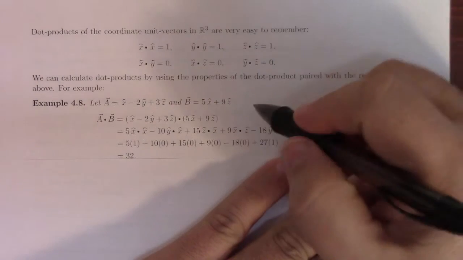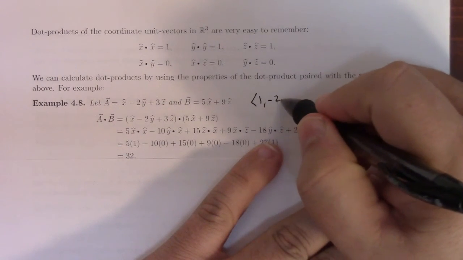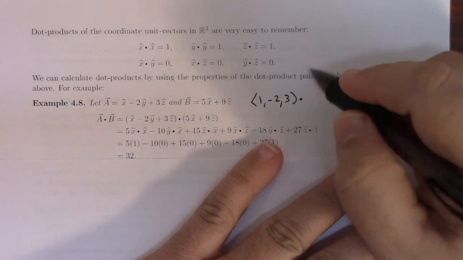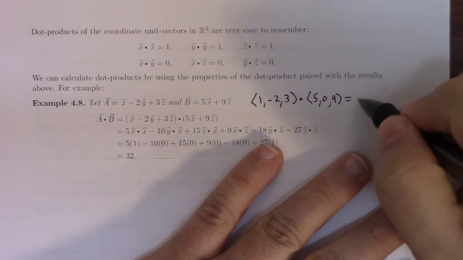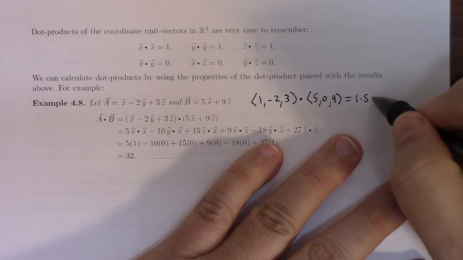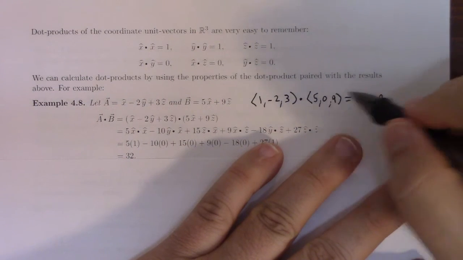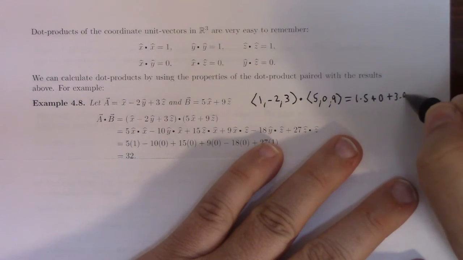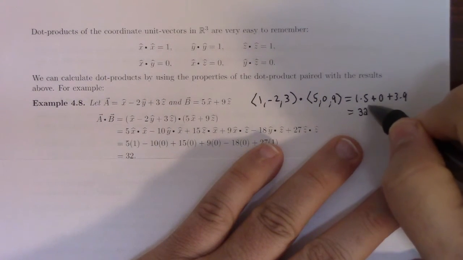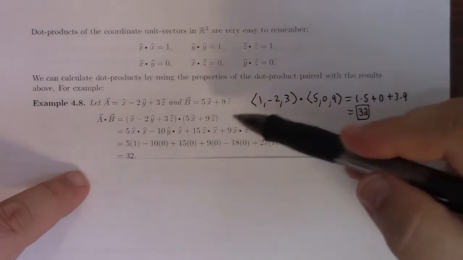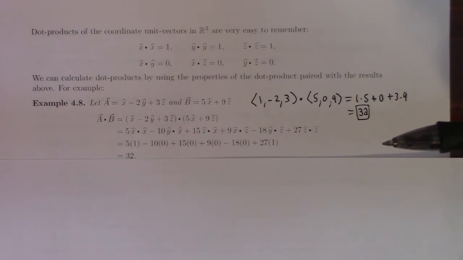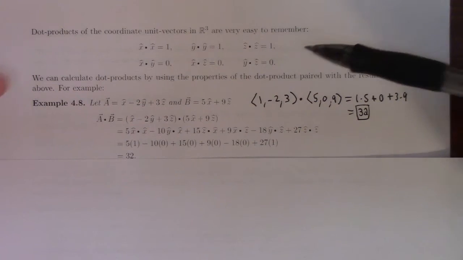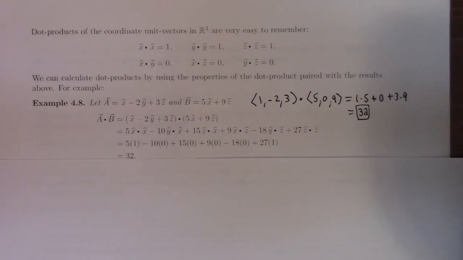(1, -2, 3) dotted with, let's see here, (5, 0, 9), and you just go, okay, well that's 1 times 5 plus 0, because there's a 0 in the second one, right? Plus 3 times 9, which is 5 plus 27, which is 32, right? So that is obviously faster than working it out like this. But I'm illustrating a principle here, which is you can use algebra of the dot product paired with your knowledge of the dot product of unit vectors to calculate dot products if you so desire. Okay?